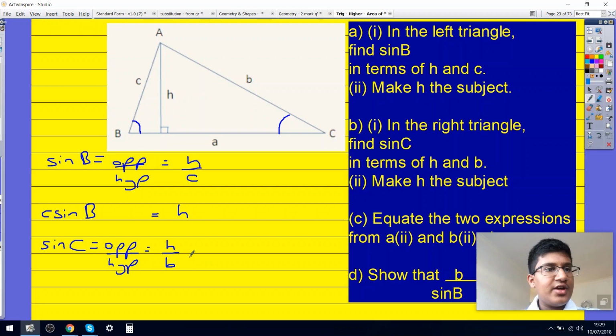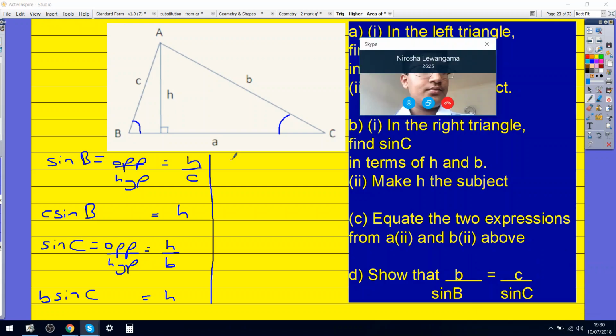And then equate the two expressions. So H equals C sine B, and H also equals B sine C. How do you make those equal to each other? So C sine B equals B sine C, because they're both equal to H, so they must both be equal to each other.